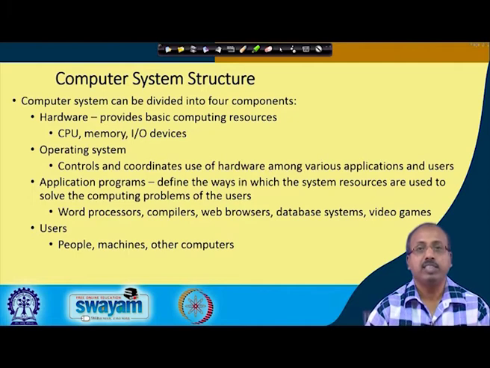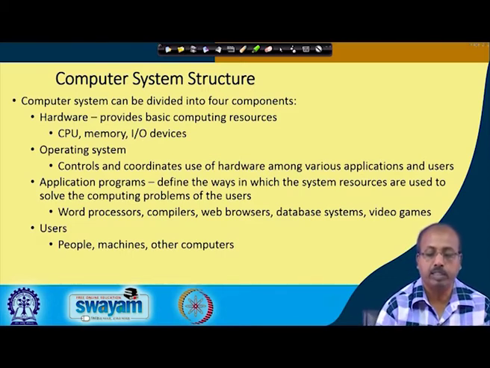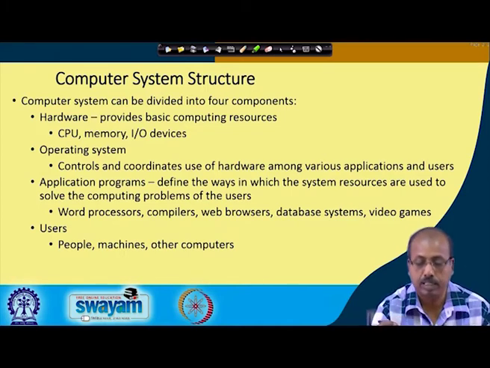Coming to the computer system structure, it can be divided into 4 main components. Any computer system's overall structure can be divided into 4 main components. One is the hardware part, that provides the basic computing resources like CPU, memory and IO devices. So, we know that we have got interfaces like this.